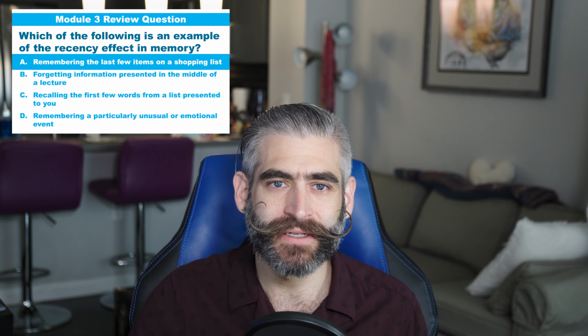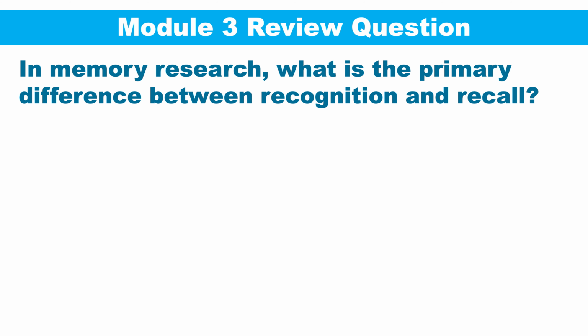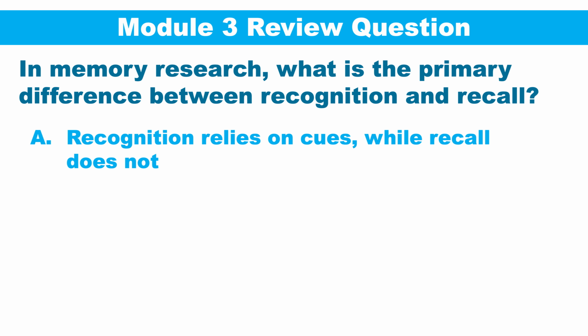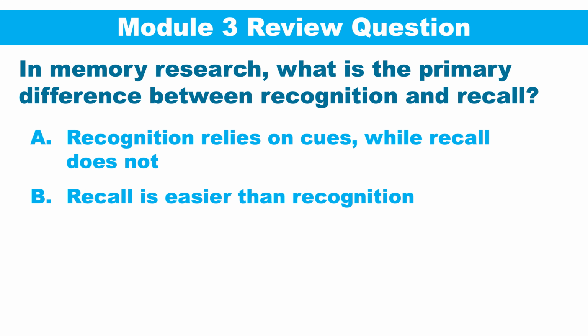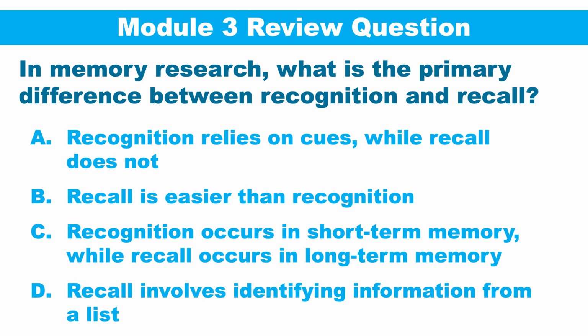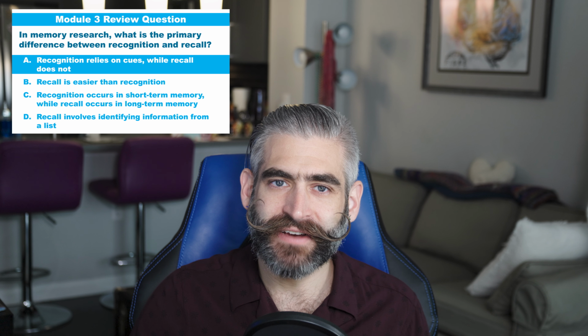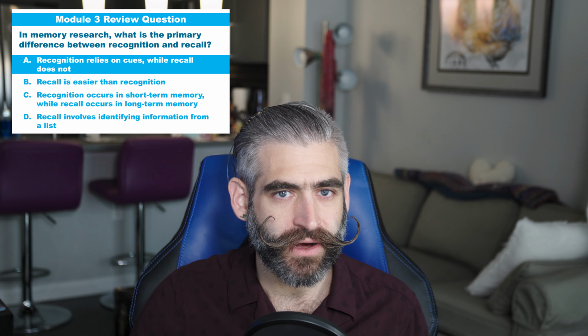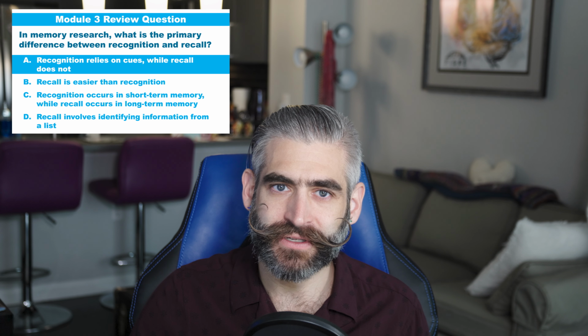most recently reviewed. In memory research, what is the primary difference between recognition and recall? A. Recognition relies on cues, while recall does not. B. Recall is easier than recognition. C. Recognition occurs in short-term memory, while recall occurs in long-term memory. Or D. Recall involves identifying information from a list. The answer here is A. Recognition involves identifying information when you see it, while recall requires retrieving information without cues.